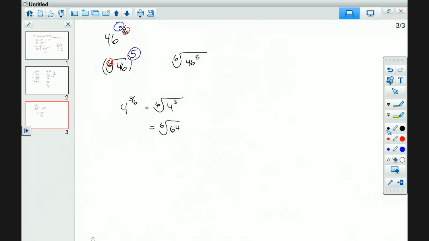What's the 6th root of 64? Is 2. 2 to the 6 is 64. So you can see it's a smaller number. Generally better to do the exponent first than the root.